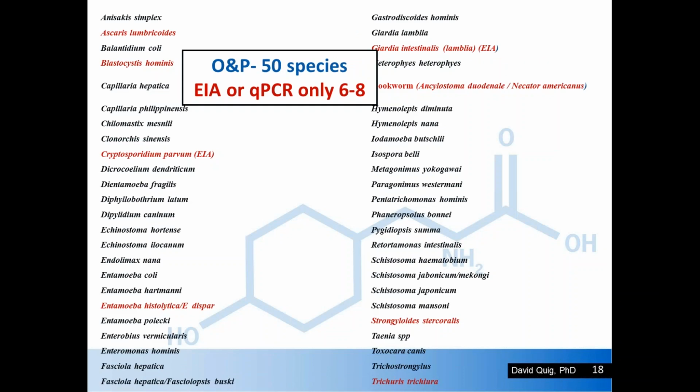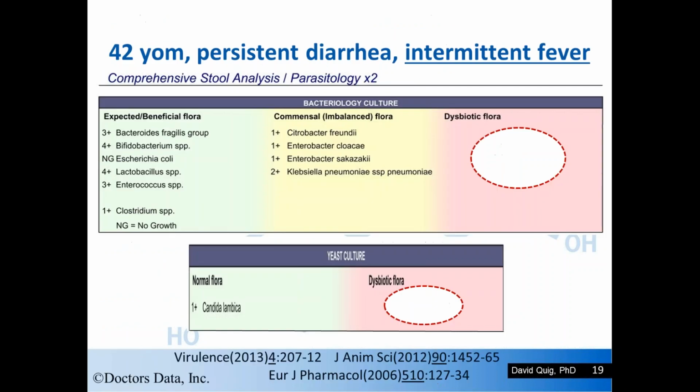Now we use ova and parasitology, in which we can identify 50 different species of parasites. There are also enzyme immunoassays or PCR methods, but those are limited typically to only identifying 6 to 8 parasites, and those are shown in the maroon. And as I said, even with multiplex PCR, when you're simply reporting positive or negative, the parasite may have already died off, and you could just be detecting residual DNA from the parasites.